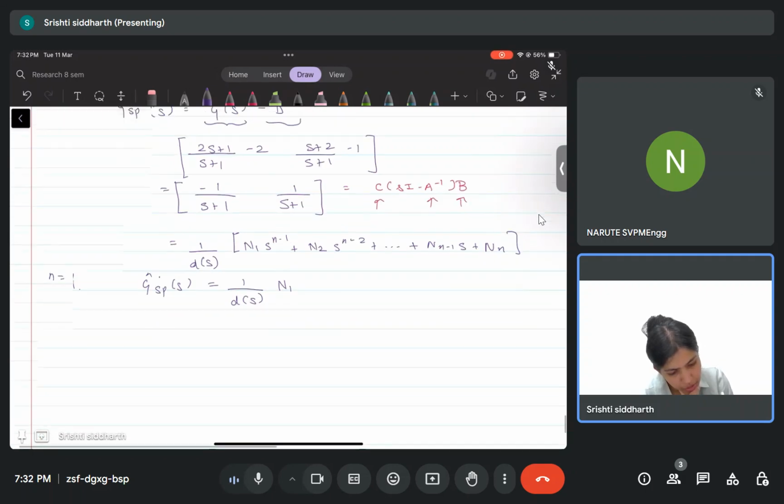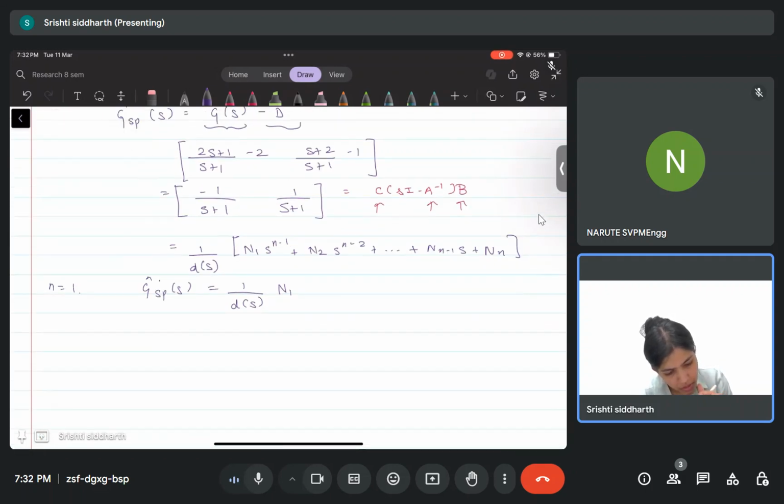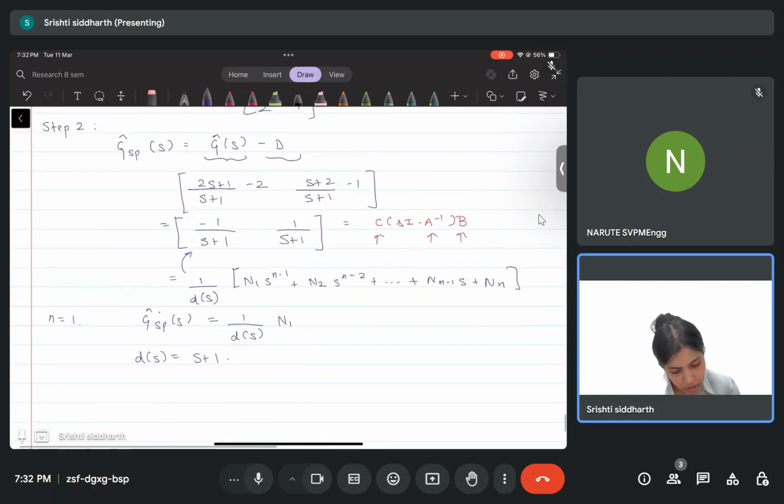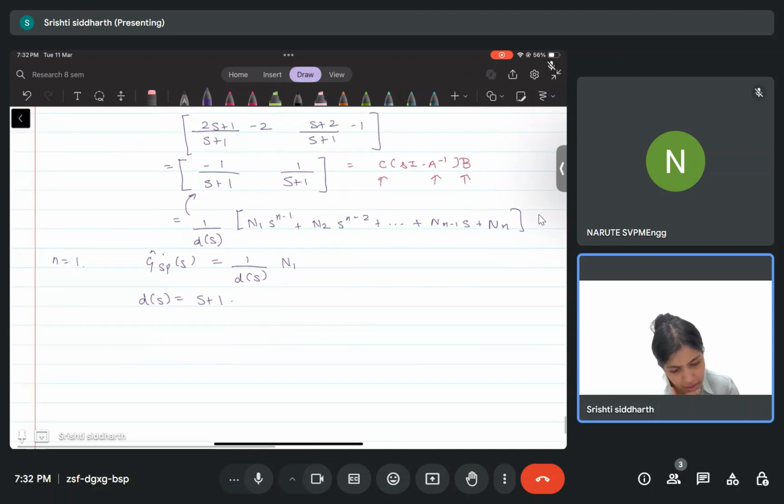All right, so if we write this down in terms of the denominator function d of s and compare with this, we simply have that d of s equals s plus 1. This implies that the degree of d of s is 1, so we have n equals 1.